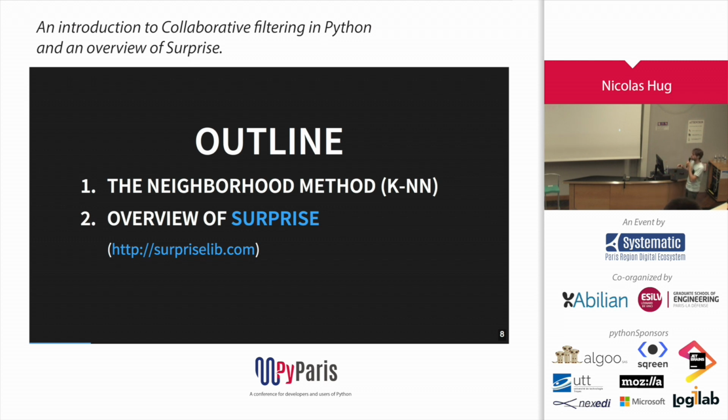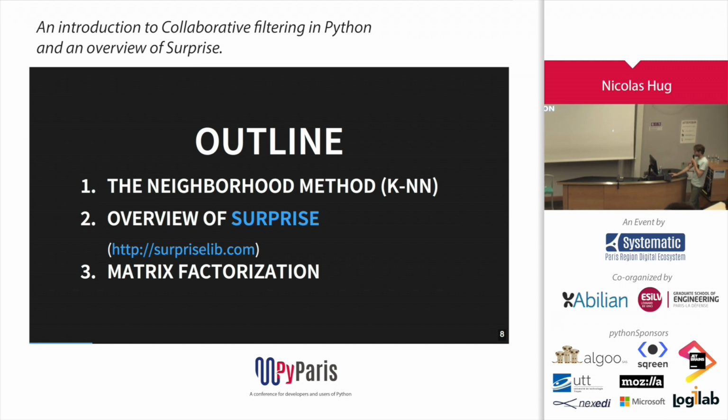If you want to take a look during the talk, don't hesitate to do that. Also, don't hesitate to interrupt me if there's something you don't understand. In the last part, if we have time, I'd like to talk a little bit about matrix factorization, which is another kind of algorithm for the rating prediction problem, which I really like. I find it really interesting. It's a little bit more complicated than the first one, but it's more interesting, I think.